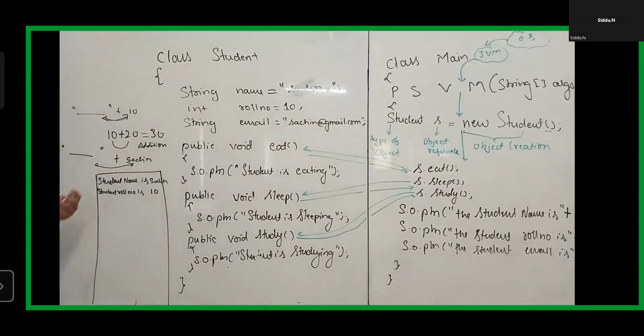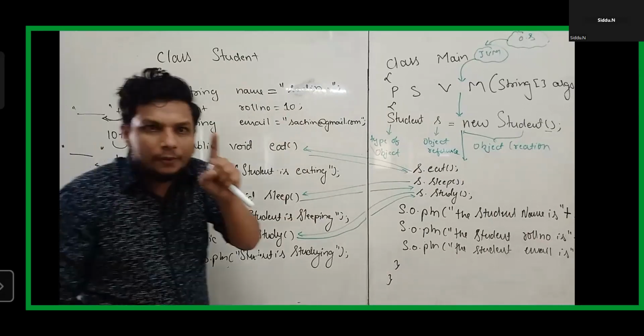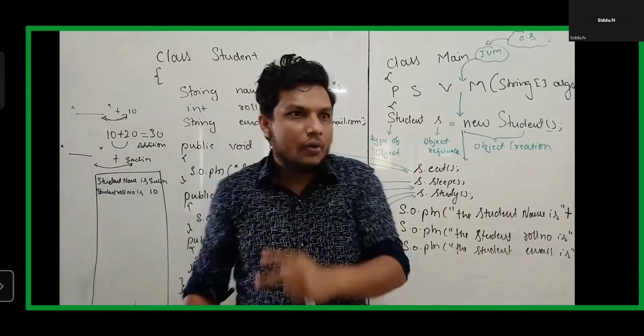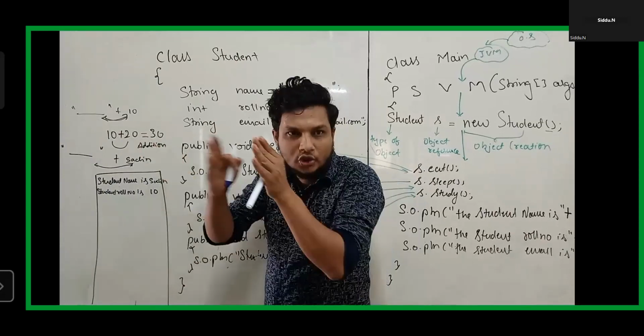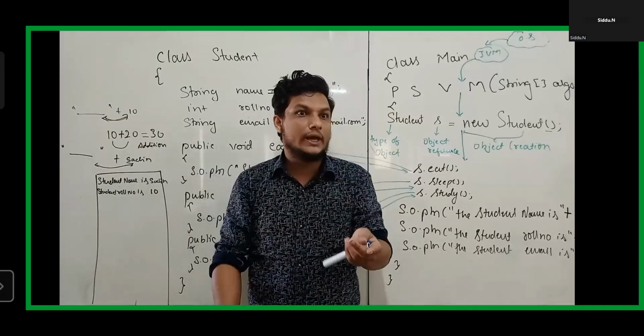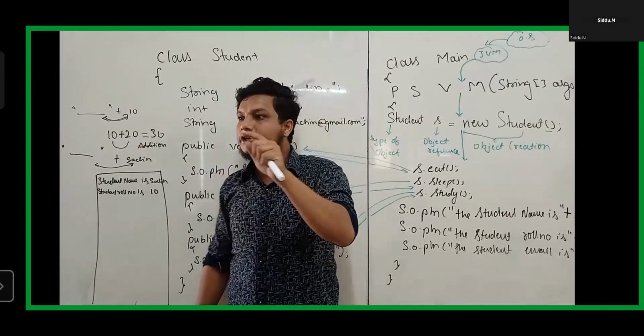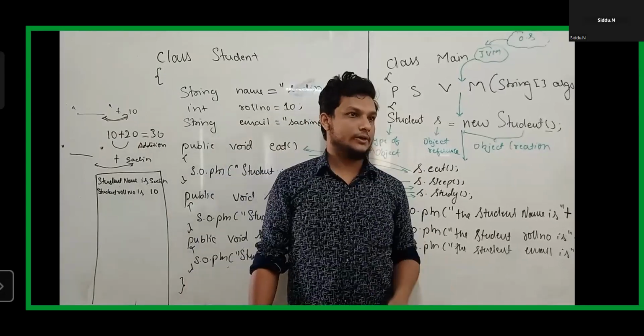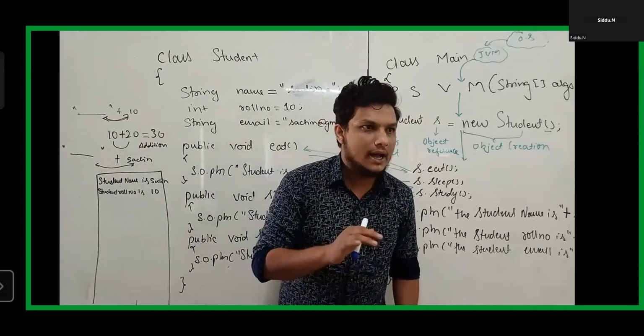Now what is happening here? If it is two numbers, addition is happening. Along with some string, concatenation is happening. That means one single plus operator is doing two operations: one is the addition, one is the joining. So this is what we call operator overloading. A single operator is doing multiple tasks. Is it clear?